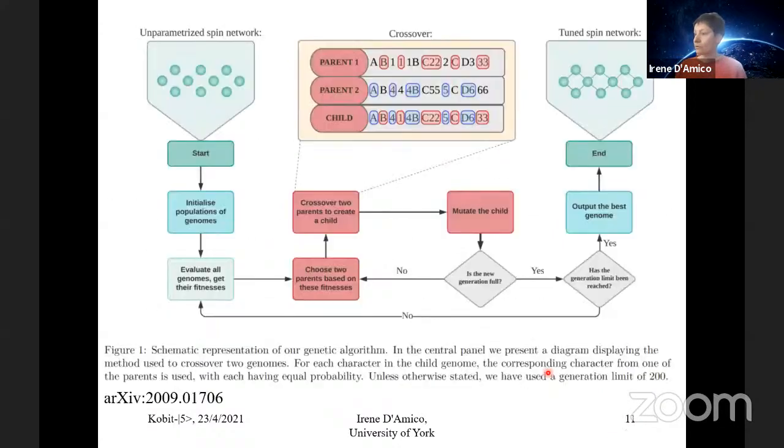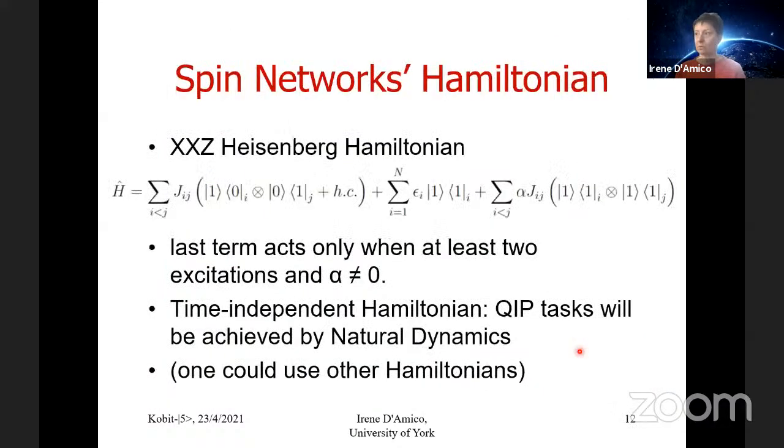Of course, to perform a dynamics and to treat our network as a proper quantum network, we need a specific Hamiltonian. The type of Hamiltonian we have considered, spin Hamiltonian, is the XXZ Heisenberg Hamiltonian. So we have a hopping term where we can let our excitation hop between nearest neighbors. We have an on-site energy here, on-site energies, and also we have the possibility of dipole-dipole interaction between excitations.